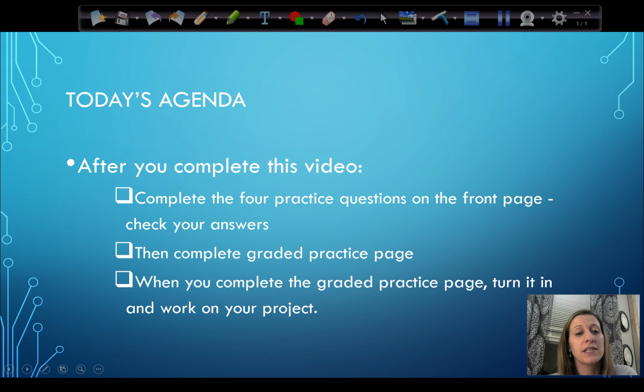All right, so for the rest of class today, you're going to complete 4 practice problems on the front page of the worksheet the substitute's going to give you, and then you're going to check your answers. And then you'll flip over to the back and actually do a graded practice that you'll turn in and I will grade. After you've completed the graded practice and you've turned it in, then you can start working on your ramp project again. And we'll just see the progress that you made today before I do anything different or new tomorrow.